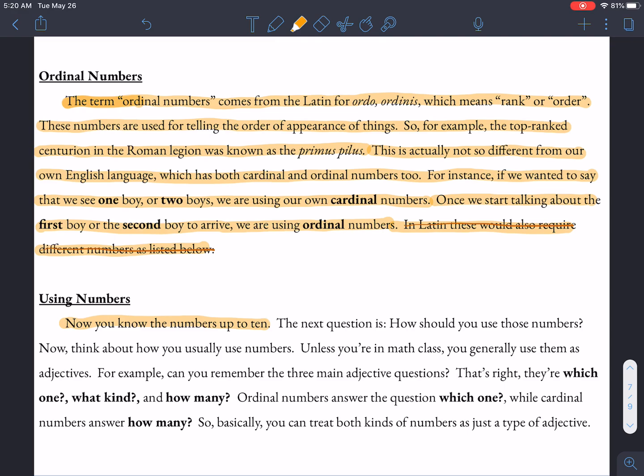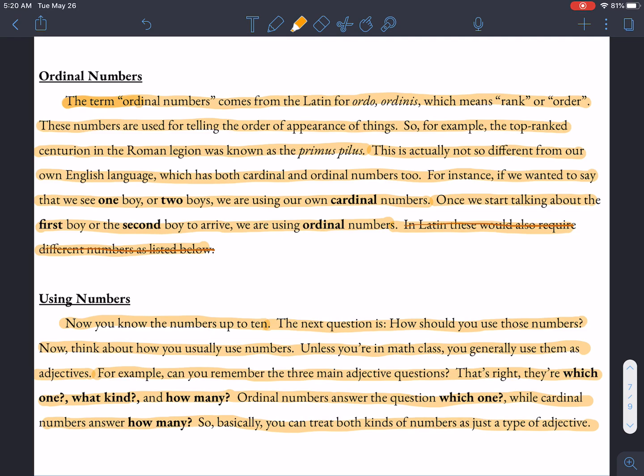So the next question is, how should you use those numbers? Think about how you usually use numbers. Unless you're in math class, you generally use them as adjectives. For example, can you remember the 3 main adjective questions? That's right, they're which one, what kind, how many. Ordinal numbers answer the question which one, while cardinal numbers answer how many. So basically you can treat both kinds of numbers, both cardinal and ordinal, as a type of adjective.